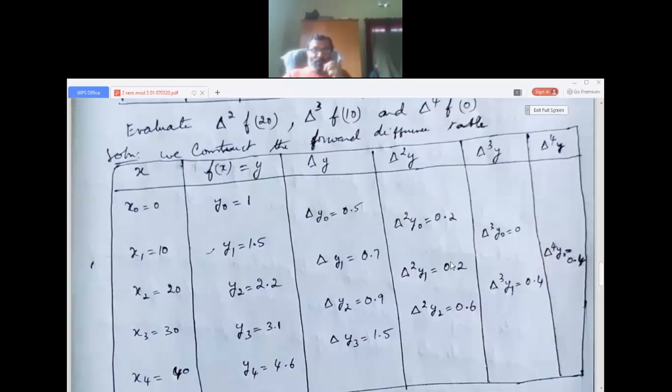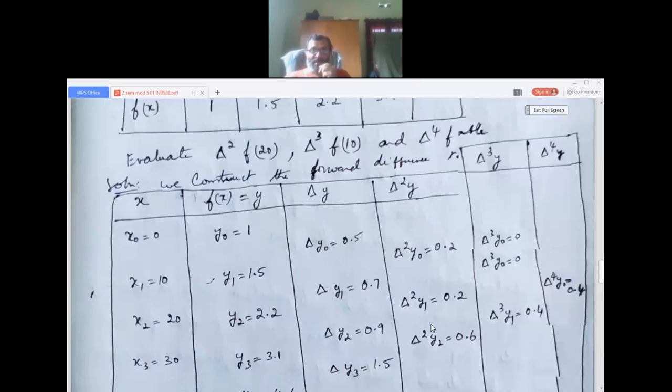Now next we take del squared y1, written in between y1 and y2. It is del y2 minus del y1, so del squared y1 is equal to 0.9 minus 0.7, that is 0.2. Then del squared y2, written in between del y2 and del y3, so we subtract del y3 minus del y2, that is 1.5 minus 0.9, which is 0.6.